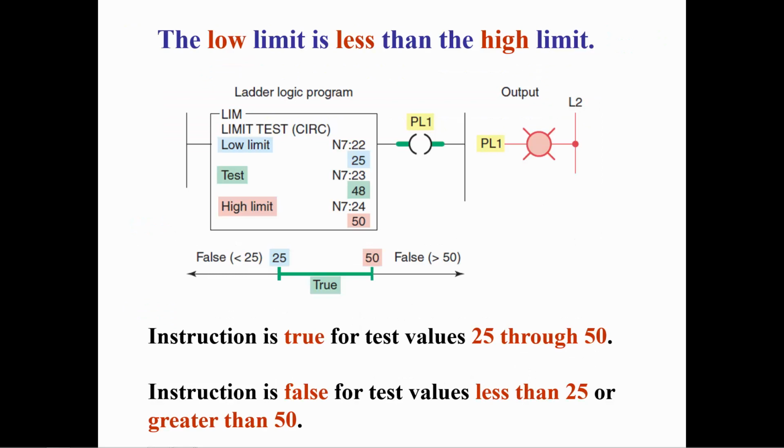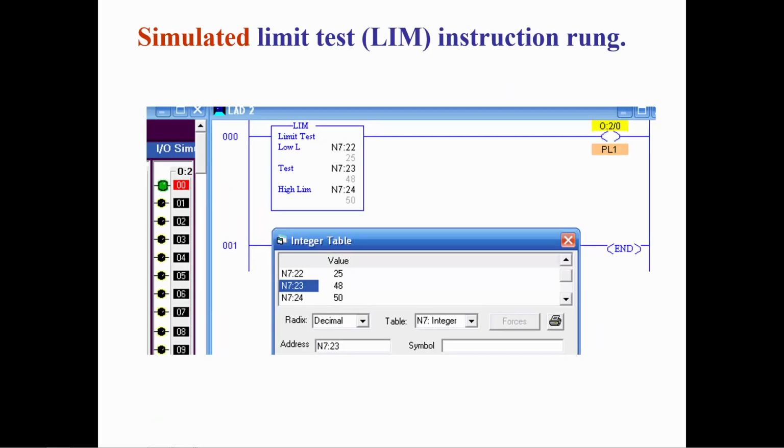If the value of the low limit is less than the value of the high limit, the instruction will be true if the test value is greater than or equal to the low limit and less than or equal to the high limit. The instruction will be false if the test value is less than the low limit or greater than the high limit. The value of the low limit, 25, is less than the value of the high limit, 50.